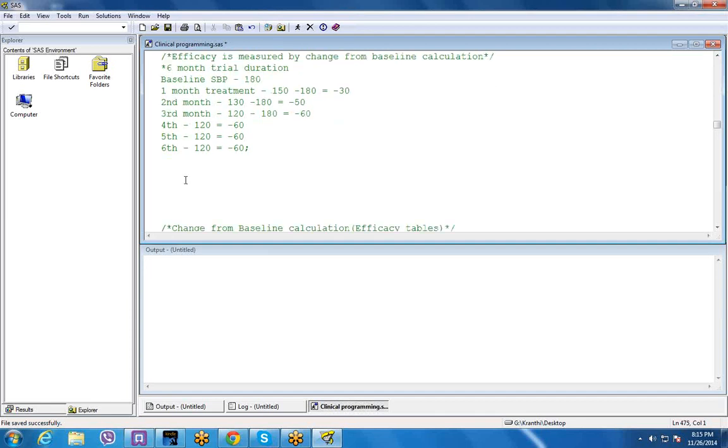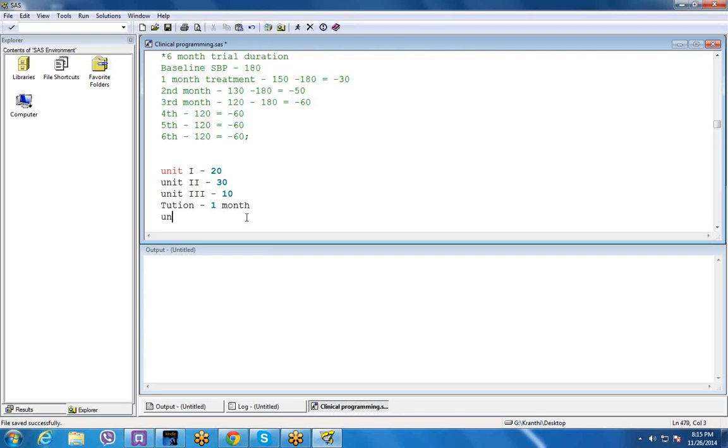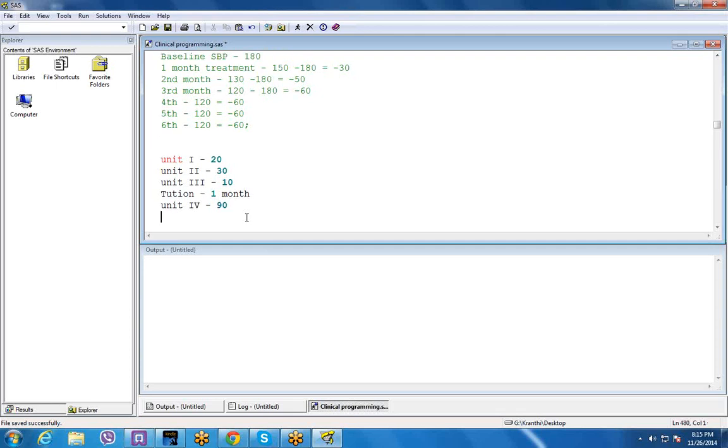For example, a student in unit 1 got 20 marks. In unit 2, again the student got 30 marks. Then in unit 3, he got only 10 marks. Then we thought that he's not improving, so we arranged a tuition teacher or some trainer. After 1 month of coaching, in unit 4 the student got some 90 marks. So is there any improvement?